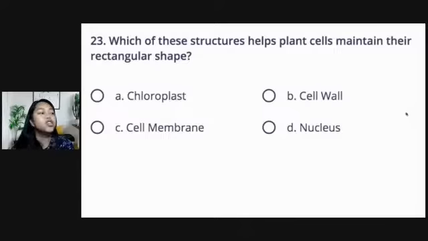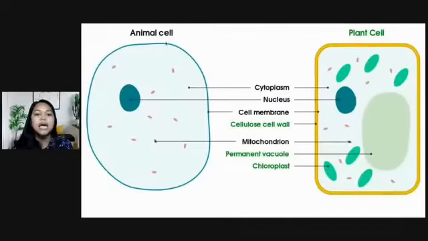Okay, the correct choice here is letter B, cell wall. Tama yung cell wall, okay? So cell wall po ang ating tamang choice. These are the differences between your animal cell and your plant cell. Both of them would have cytoplasm. Both of them would have nucleus because both of them are eukaryotes. Both of them would have cell membrane. Both of them would also have mitochondria.